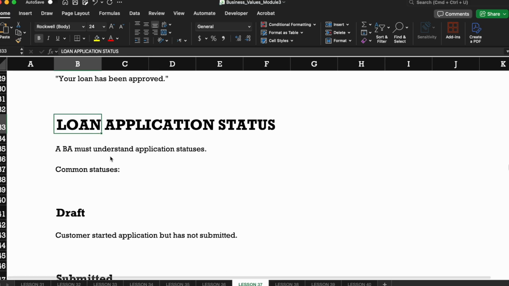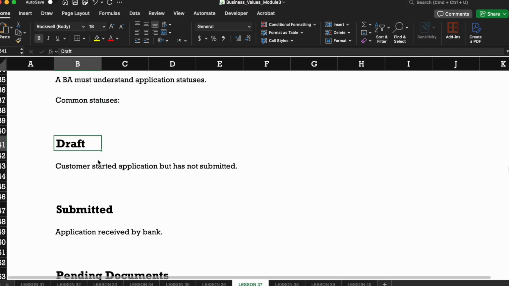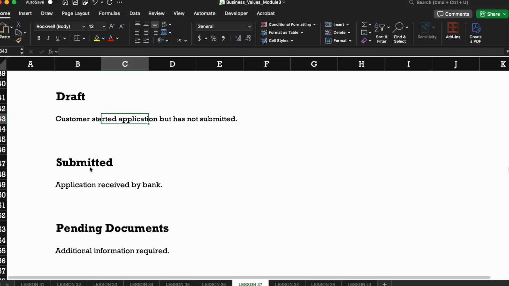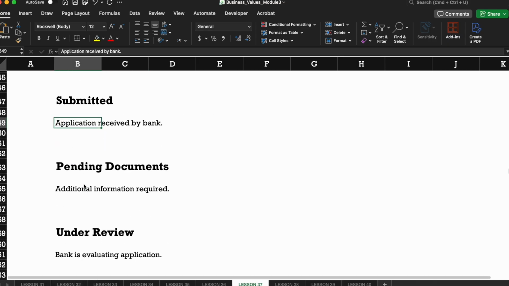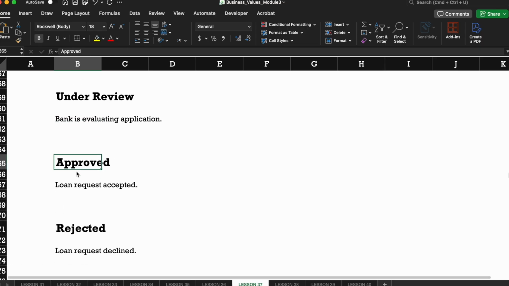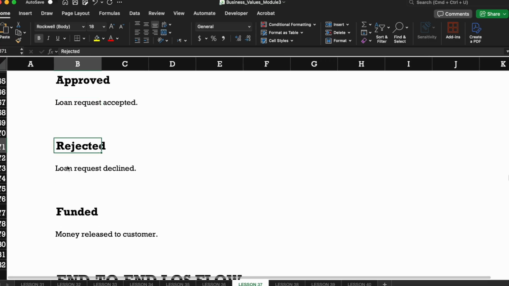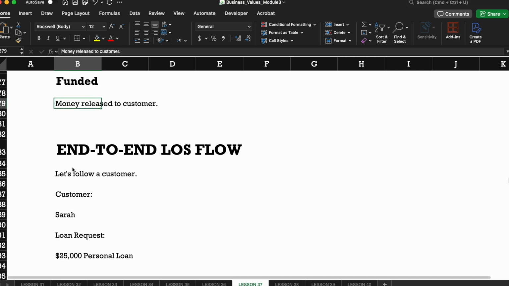Loan application status: a BA must understand application status. Common statuses: draft, customer started the application but not submitted; submitted, application received by the bank; pending document, additional information required; under review, bank is evaluating application; approved, loan request accepted; rejected, request is declined; funded, money released to customer.